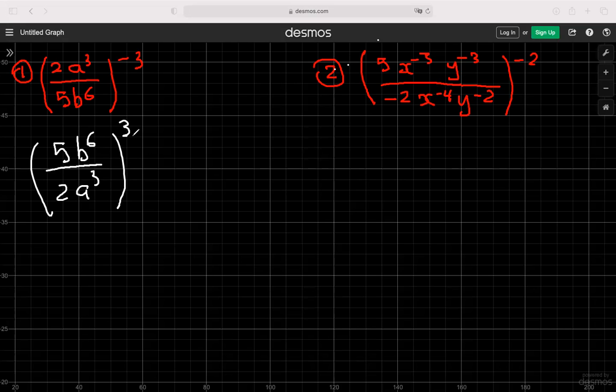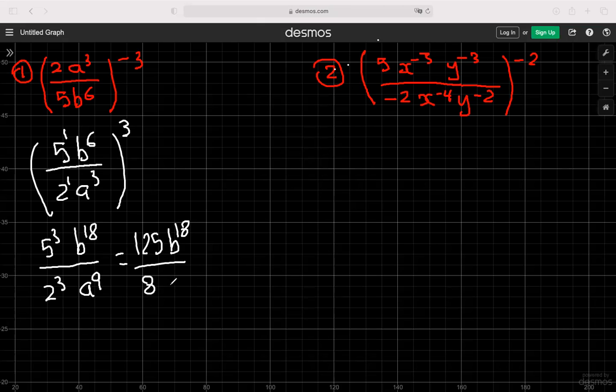And here now you just distribute the exponent inside. When you're doing that, remember this 5 has a 1 as an exponent, and this 2 has a 1 as an exponent. So an exponent outside of the brackets gets multiplied into the exponents inside the brackets. So what this ends up being is 5 cubed b to the 18 over 2 cubed a to the 9, which in turn gives you 125 b to the 18 over 8 a to the 9, and that's your final answer right there.